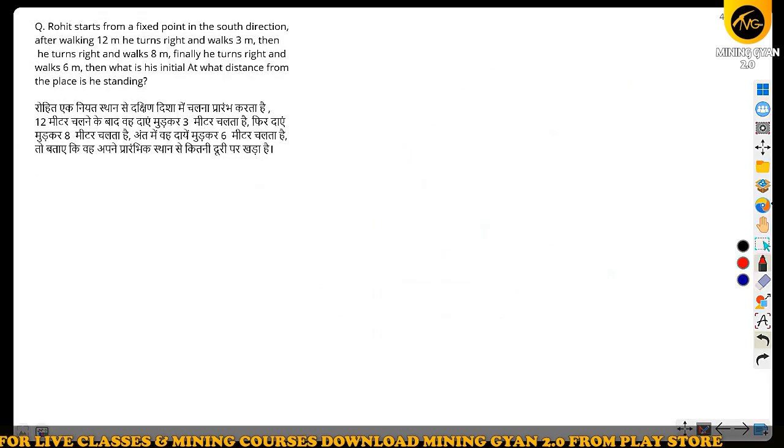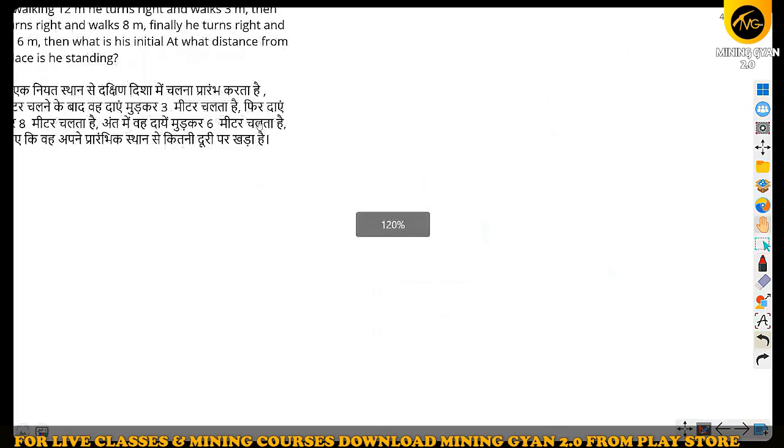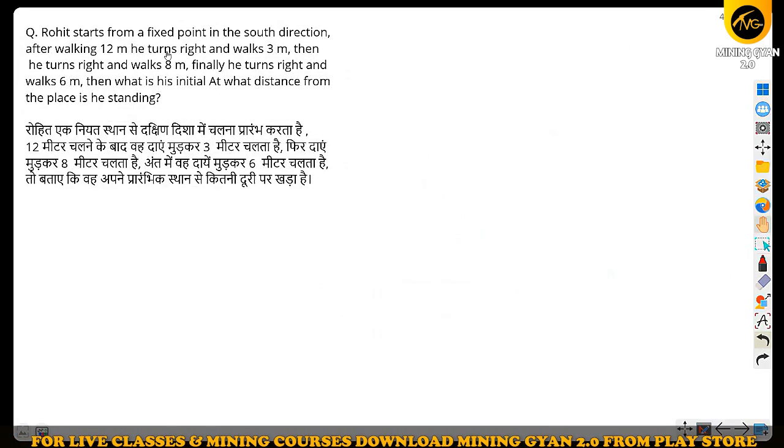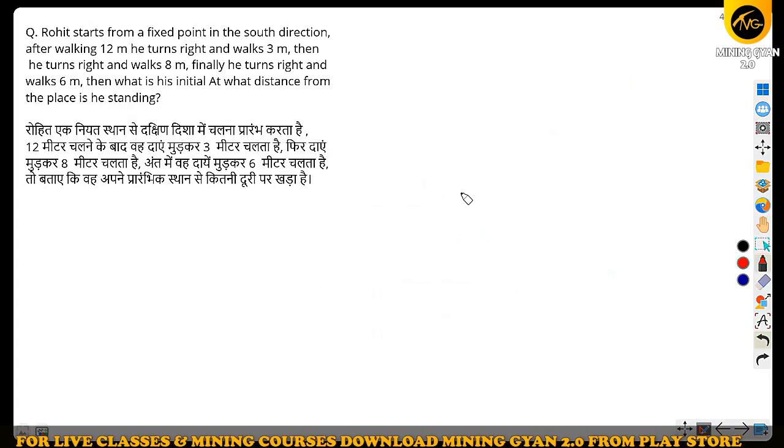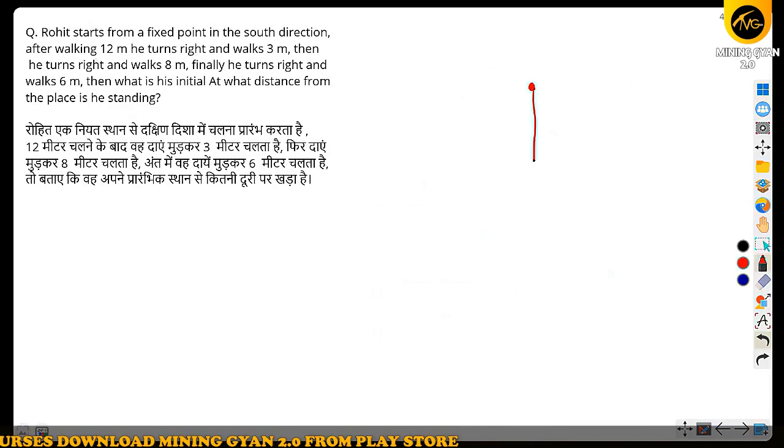Okay, next question is: Rohit starts from a fixed point in the south direction, after walking 12 meter. Suppose this is a fixed point in the south direction. So south direction में वो start कर रहा है. After walking 12 meter, south direction में 12 meter चलने के बाद he turns right. So this is right and this is left. So he turns right and walks 3 meter, so it will be 3 meter in his right direction.